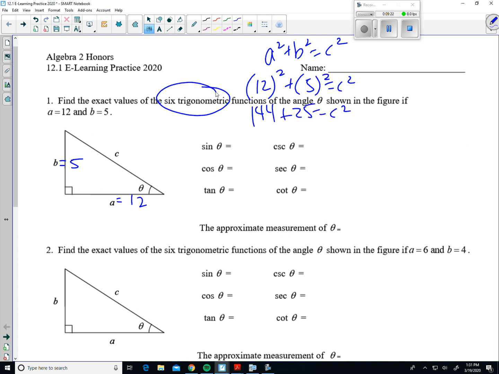That equals the C squared. So we got C squared coming in at 169. And of course, we take the square root of both sides. We now know that C is equal to 13.